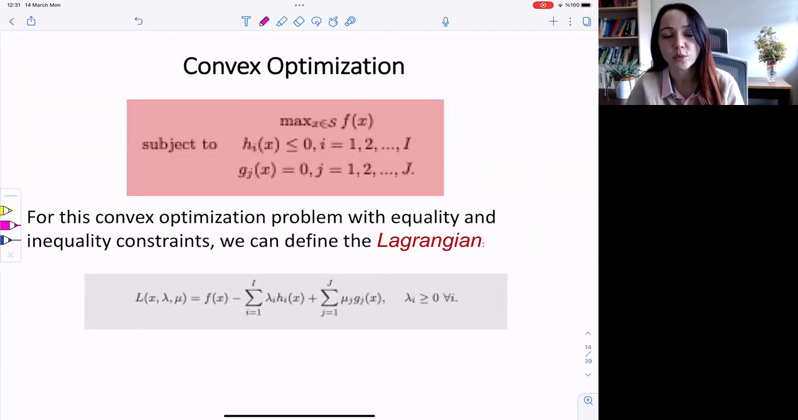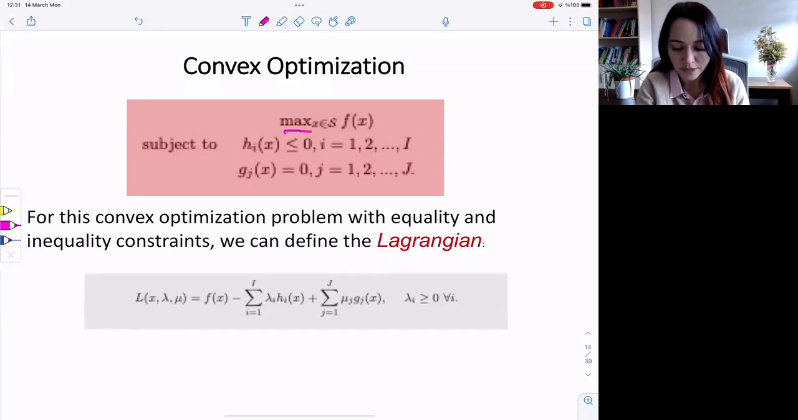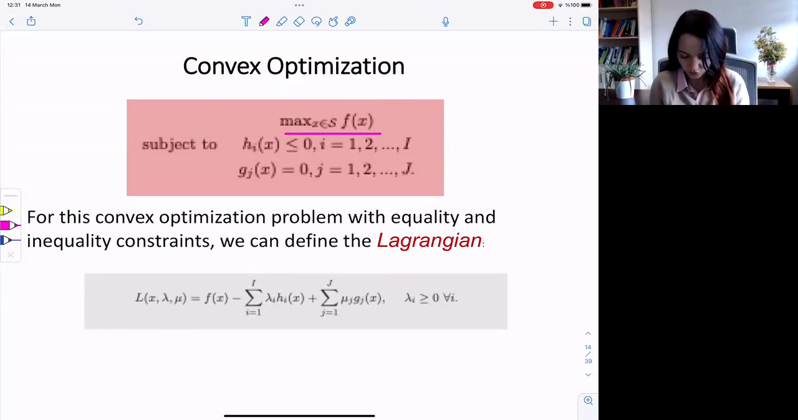So in this lecture, we will first review convex optimization and then apply it to some utility maximization problems in networks. So we will consider the standard constrained convex optimization problem stated as maximizing a function f of x over a convex set S subject to some inequality constraints and equality constraints given by h sub i's and g sub j's for an arbitrary number of inequalities and equalities.